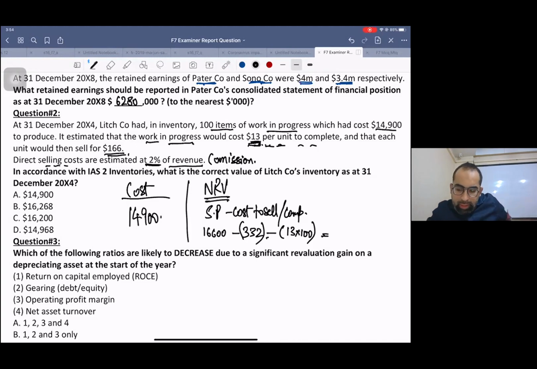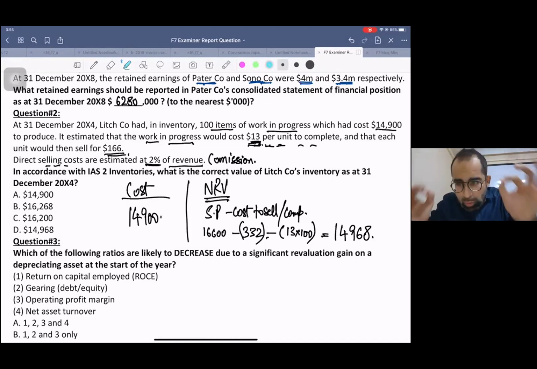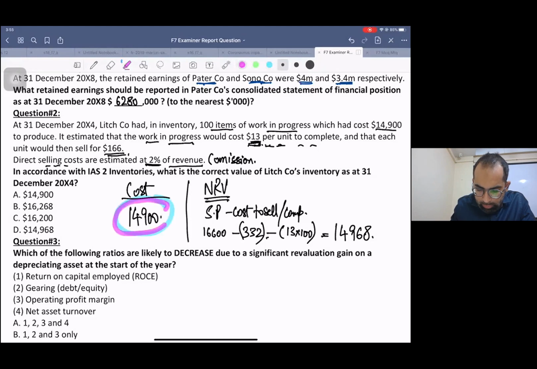Can you calculate the NRV finally? 16,600 is the full selling price, less 332 is the commission. I'm calling it commission, it's basically direct selling cost, and then 13 multiplied by 100. The number is 14968. Now use your brain. This is again a basic question. Cost is 14900 and NRV is 14968. Inventory should be recorded at lower of cost or NRV. So which one is lower? This number is lower, 14900.